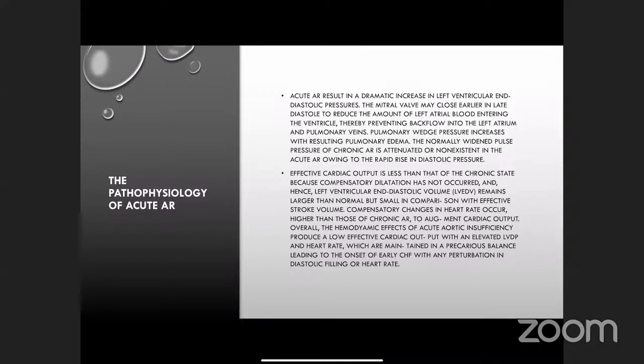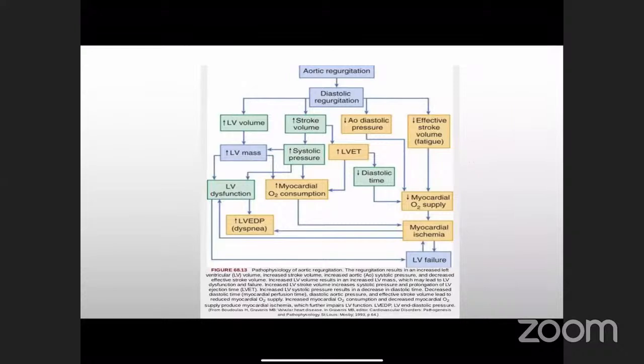Overall, the hemodynamic effect of acute aortic insufficiency produces a low effective cardiac output with elevated left ventricular diastolic pressures and heart rate, which are maintained in a precarious balance, leading to the onset of early congestive heart failure with any perturbation in the diastolic filling of the heart. As you see here is the aortic regurgitation.